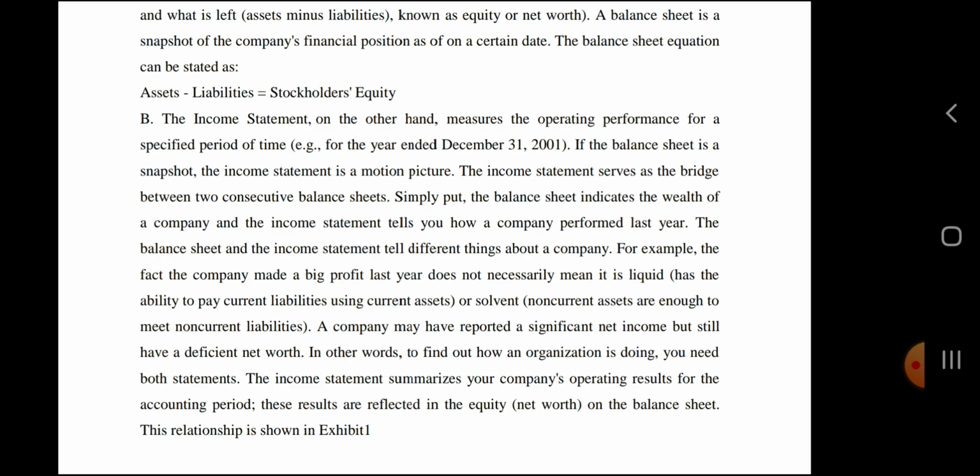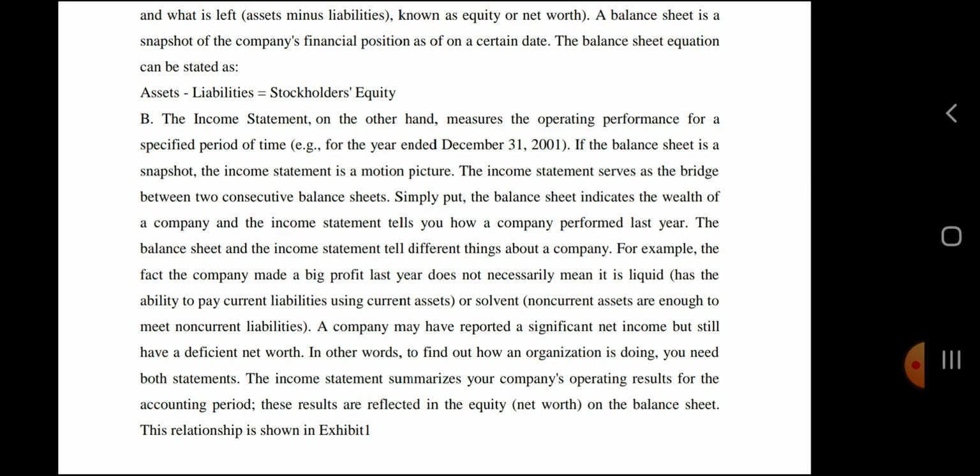If the balance sheet is a snapshot, the income statement is a motion picture. If the balance sheet shows the financial position, then the income statement shows the profitability position of the company. The income statement serves as the bridge between two consecutive balance sheets. Simply put, the balance sheet indicates the wealth of a company, and the income statement tells you how a company performed for last year.